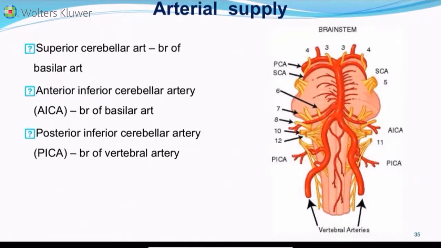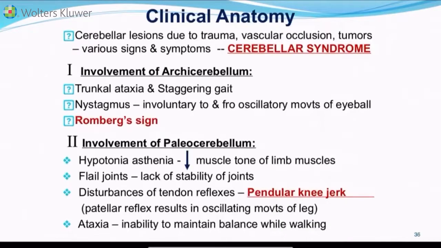The superior cerebellar and anterior inferior cerebellar arteries are branches of the basilar artery. The basilar artery is formed by the fusion of the two vertebral arteries on the basilar groove on the ventral surface of the pons. The posterior inferior cerebellar artery is a branch of the vertebral artery itself. The veins will be accompanying these arteries. Nothing special to mention about the veins.